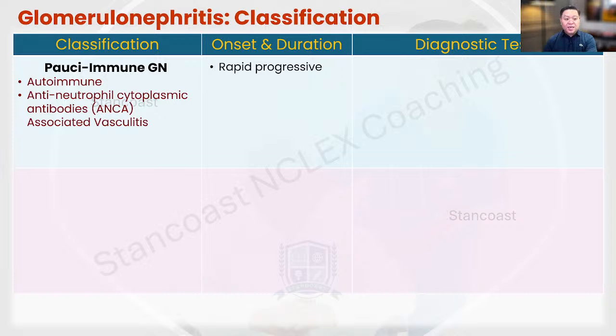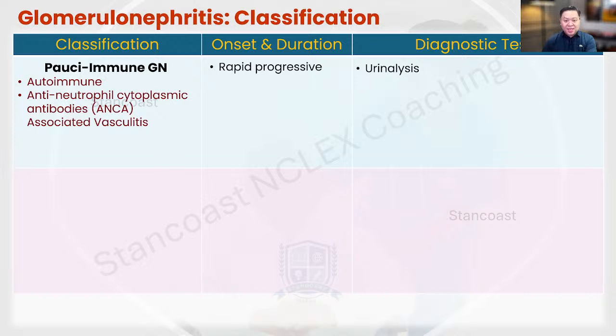All right. Now, what are the diagnostic tests that will be involved into this kind of classification? Well, the same thing. We're going to expect order of maybe urinalysis. Again, this will check for the protein, the blood, and also it will always show that there will be presence of protein.